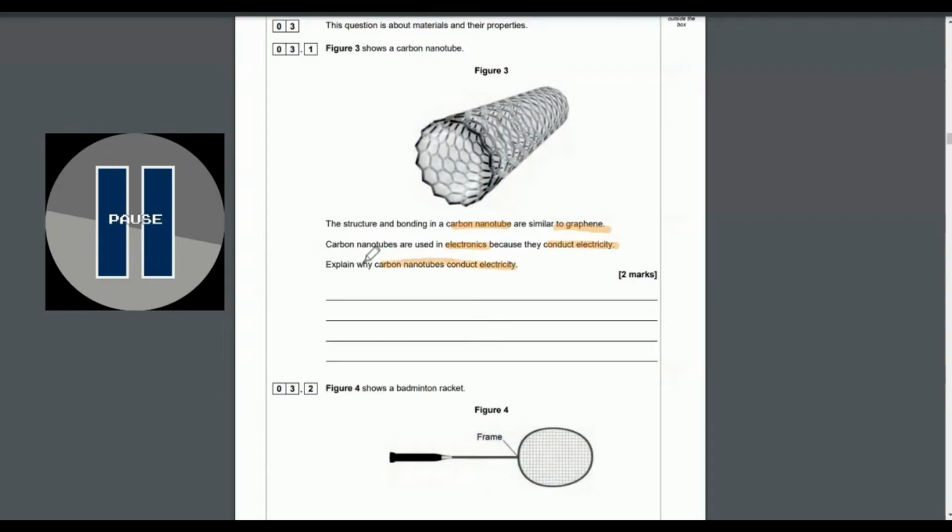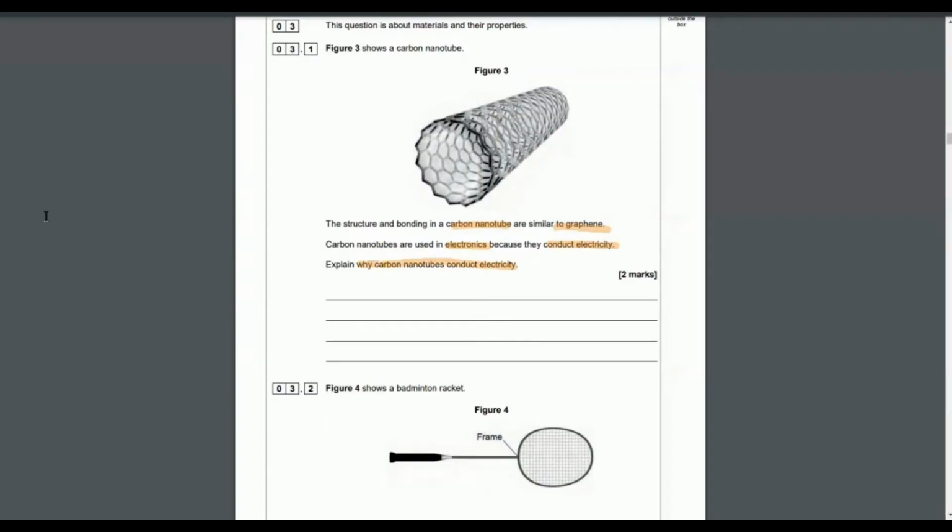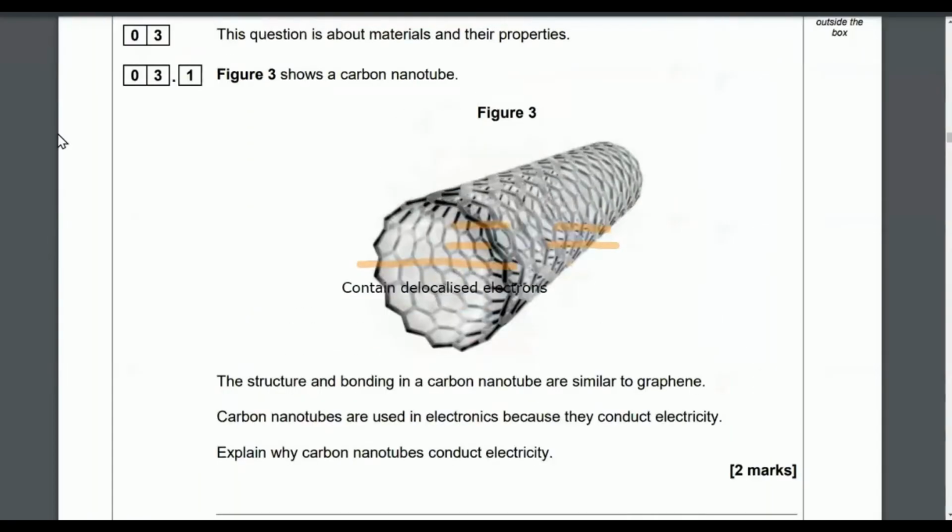Now, any material that can conduct electricity as a solid in chemistry has to contain delocalized electrons. So, if you're looking at metals, you're looking at graphite, graphene, and it tells us this is like graphene, those can conduct electricity because they contain delocalized electrons. And if you're going to conduct electricity as a solid in chemistry, you have to have delocalized electrons.